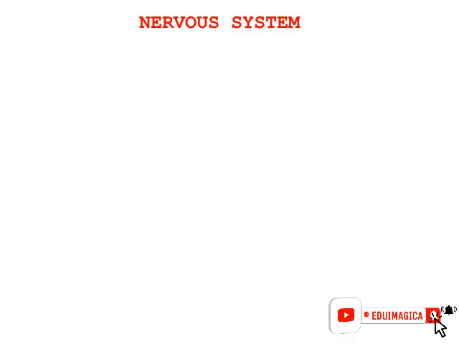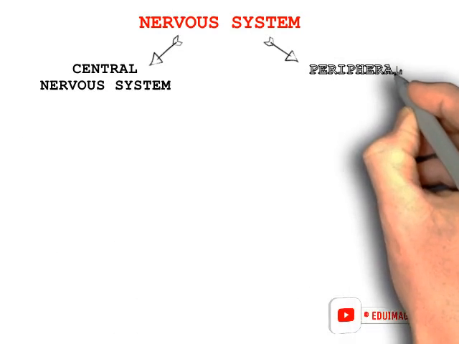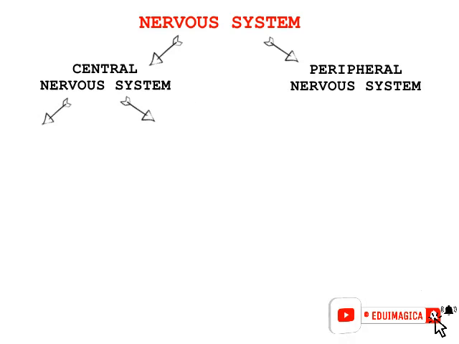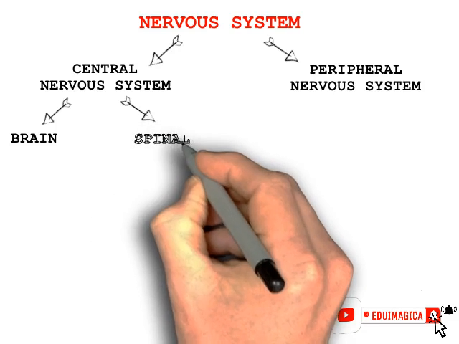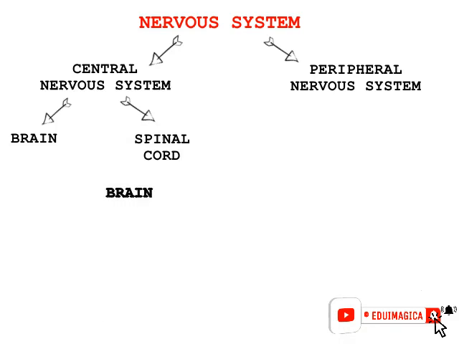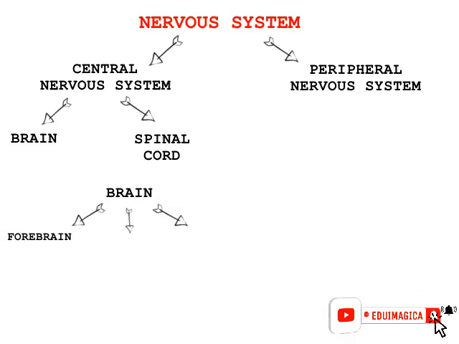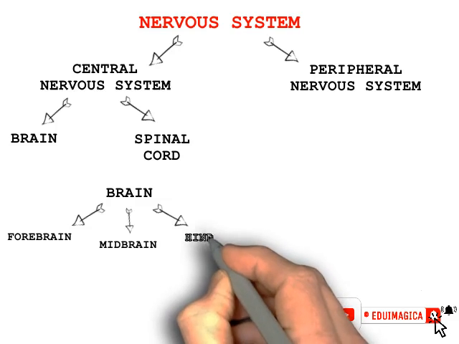Now let's study the classification of the nervous system. The nervous system is classified into two parts. We have the central nervous system and we have the peripheral nervous system. The central nervous system is again divided into two parts. We have the brain and the spinal cord. The brain and the spinal cord are placed in the central nervous system because they lie in the sagittal axis, which is present at the center. The brain is again divided into three parts. We have the forebrain, the midbrain, and the hindbrain. This was all about the central nervous system.